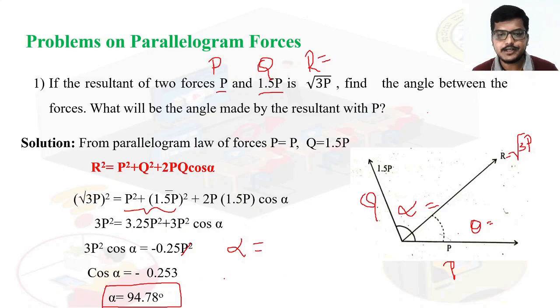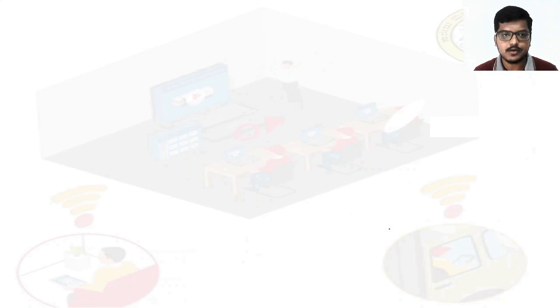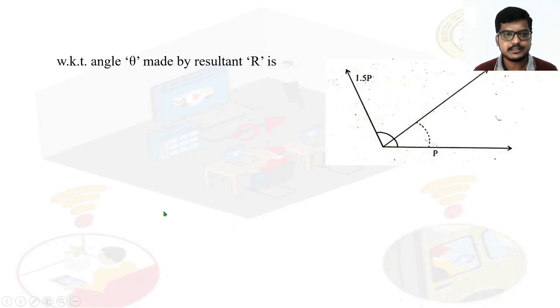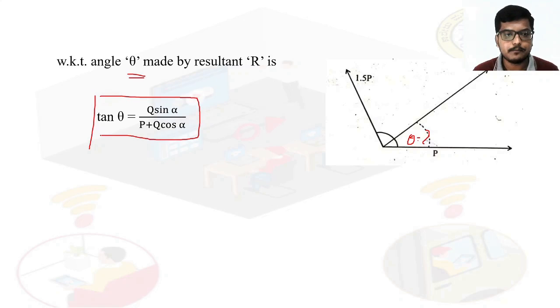Now what we need to find? We need to find this theta value. For that, what is the formula? We know that the angle theta is made by the resultant R with the force P. Now we have to find the value of theta by using the equation tan theta is equal to Q sin alpha divided by P plus Q cos alpha.